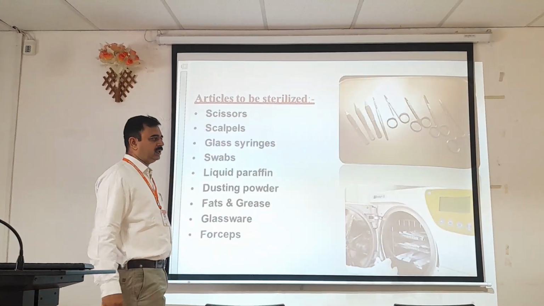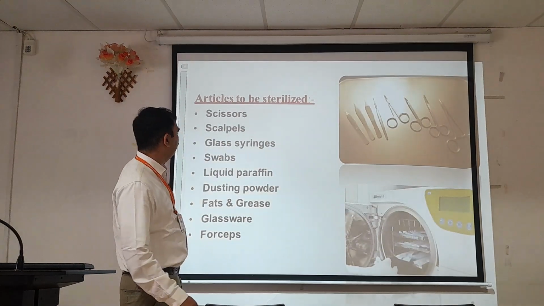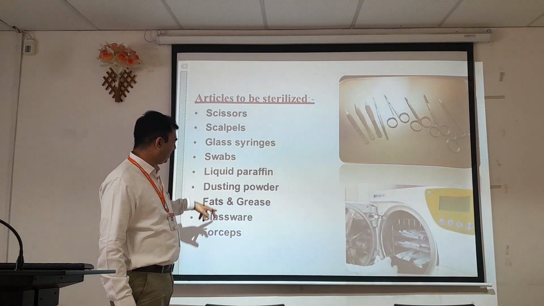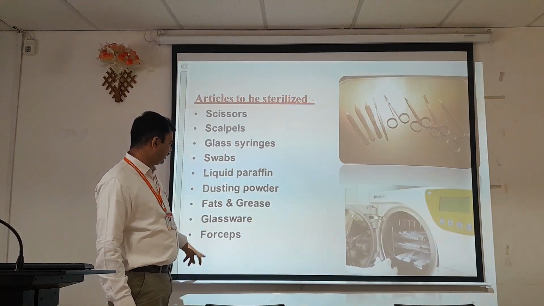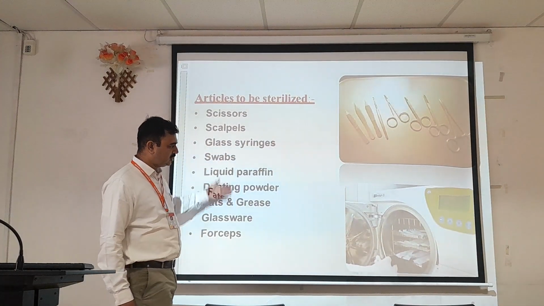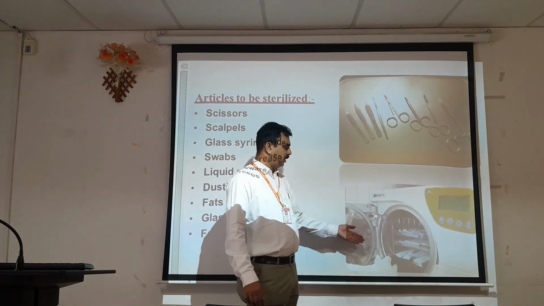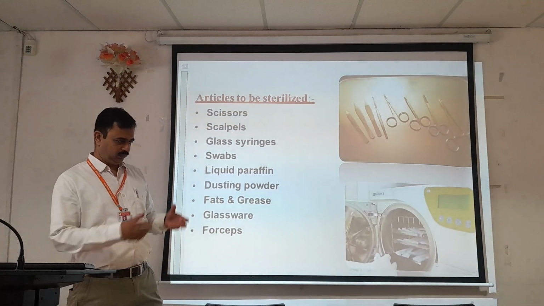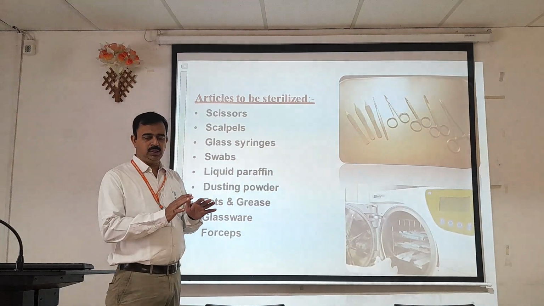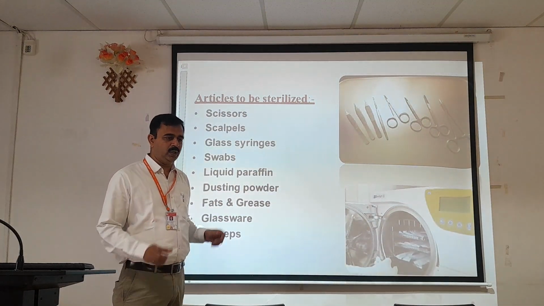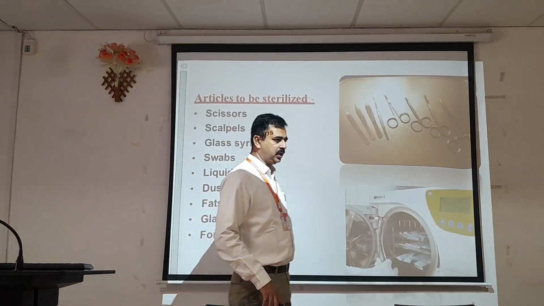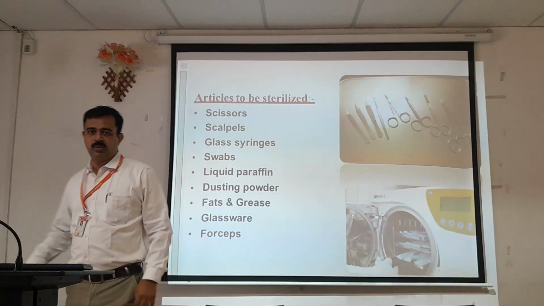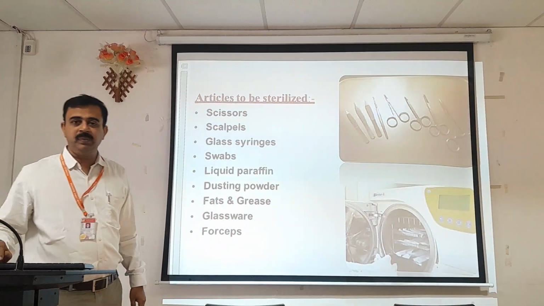So what articles can be sterilized inside a hot air oven? Scissors, scalpels, glass syringes, swabs, liquid paraffins, testing powder, fats and greases, glassware and forceps. These can be put inside the hot air oven, and once you put the lid on and run it at 160 degrees centigrade for 1 hour, you will be able to sterilize all these instruments or lab equipment very correctly.